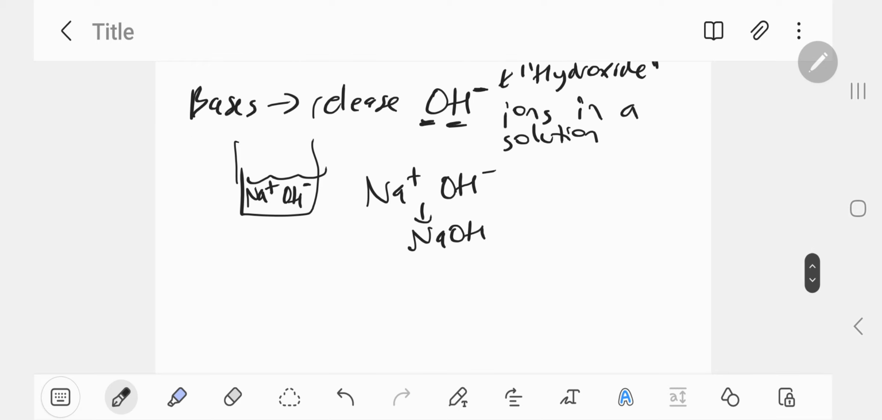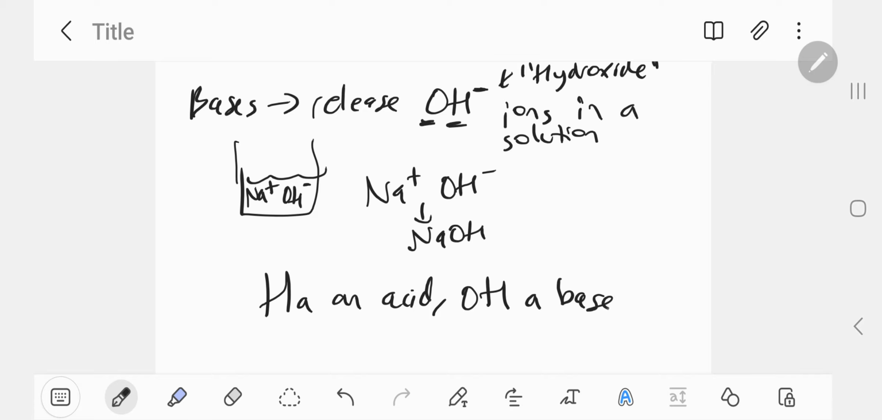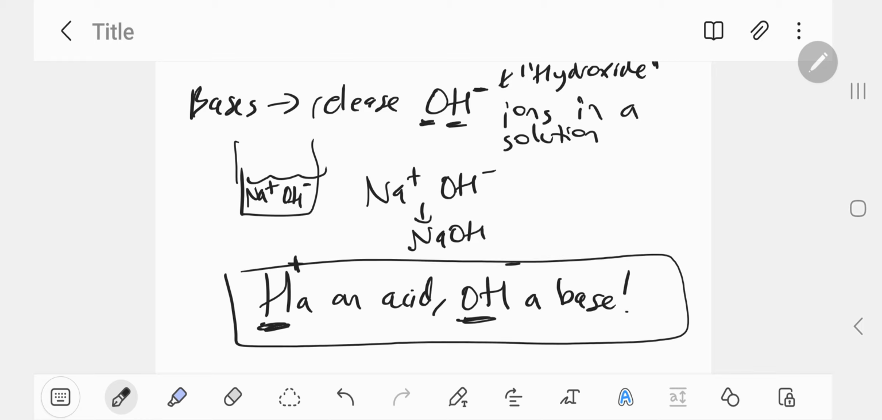Here's a memory device I've been using over the years with students, and I really like it. HO: H is an acid, O is a base. H for hydrogen ion, O for hydroxide ion. Very nice acronym there to know what ions go with what substance.